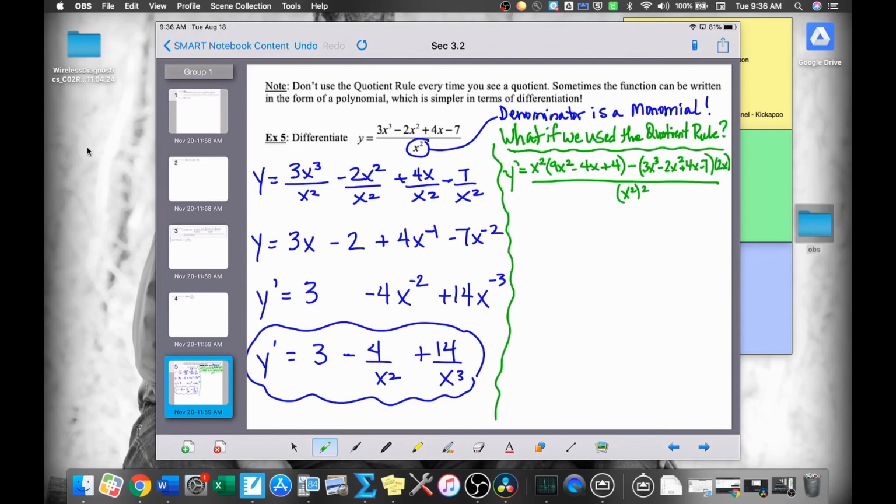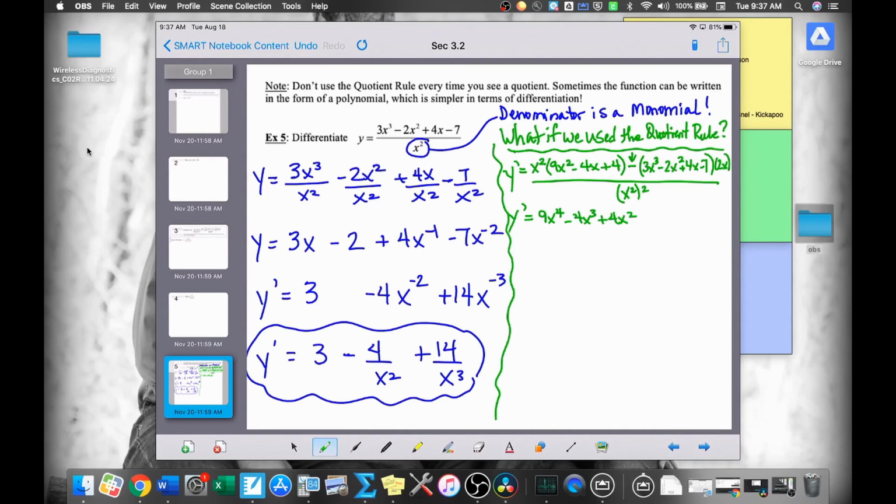And now I need to do some simplifying in my numerator. Lots of slow, careful algebra here. First, I'm going to distribute x squared to that trinomial. So that's going to give me 9x to the 4th minus 4x cubed plus 4x squared. And then in the second part, I have to distribute the 2x to that 4-term polynomial, but I also have to distribute this negative 1 right here that comes from the quotient rule. So I'm going to do both things at once.